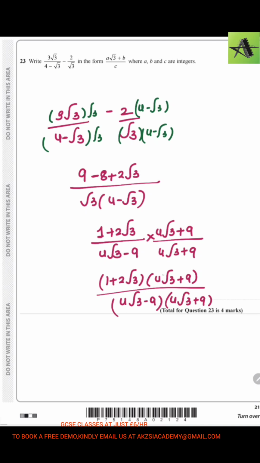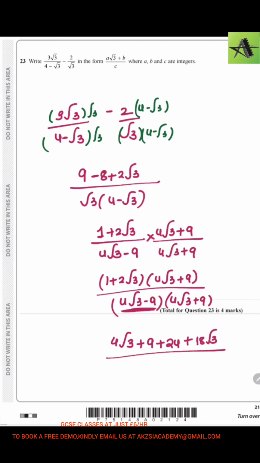So 1 times 4 root 3 is 4 root 3. 1 times 9 is plus 9. It's basic expansion of the bracket I'm doing. 2 root 3 times 4 root 3 is 24. And 2 root 3 times 9 is 18 root 3.